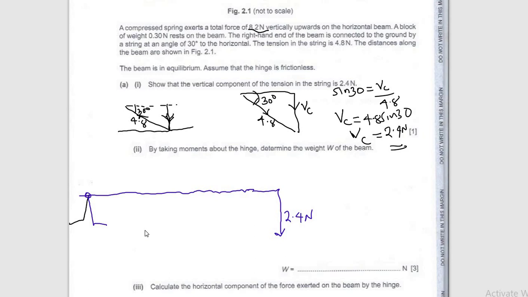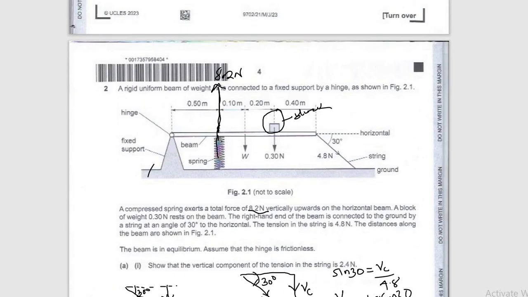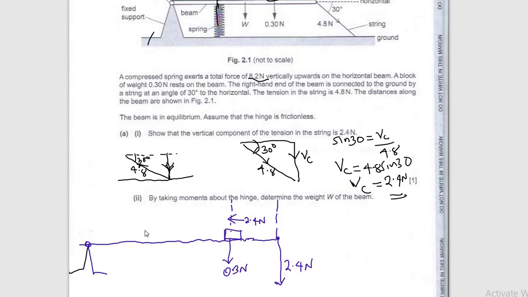We have a block somewhere. From this point, we have a block. According to the question, the block exerts a weight of 0.3 newton on the beam at a distance of 0.4 from the hinge. Now, we have a weight W somewhere here. From the block to the weight, according to the question, the distance is 0.2. Don't mind my drawing, the distance is measured in meters, 0.4 meter, 0.2 meter.